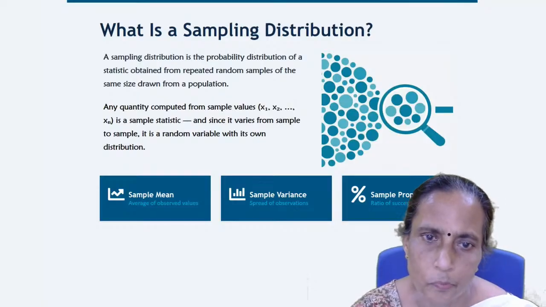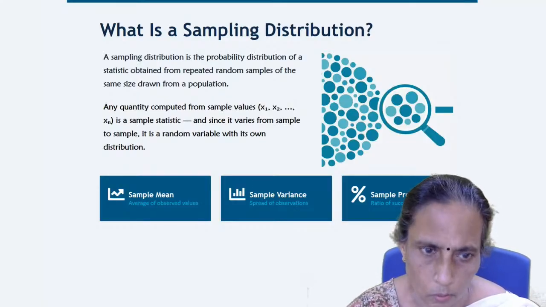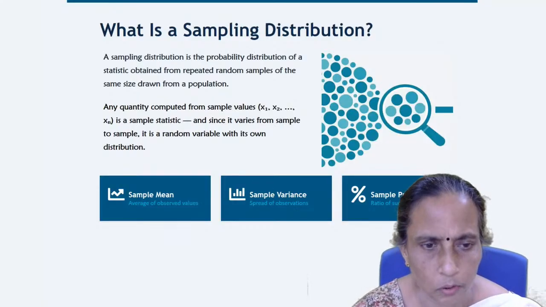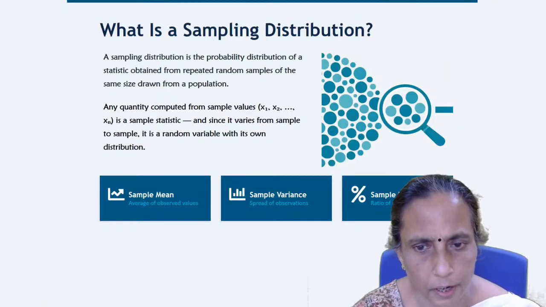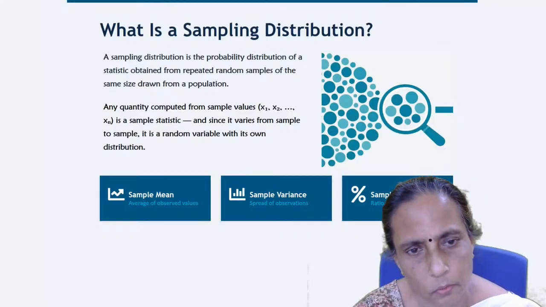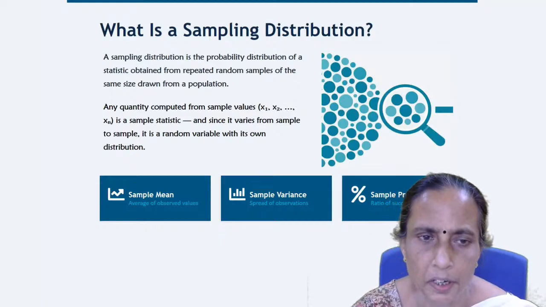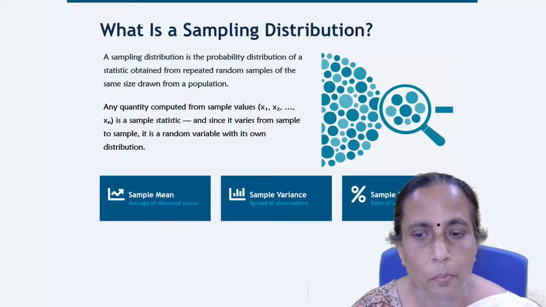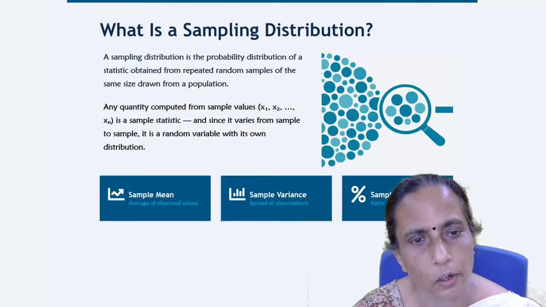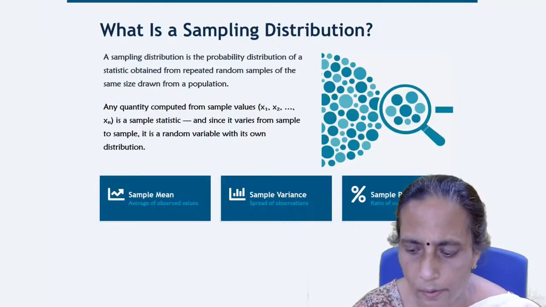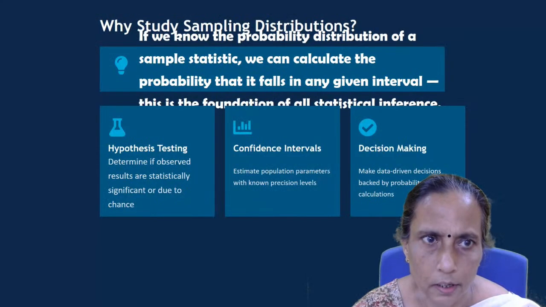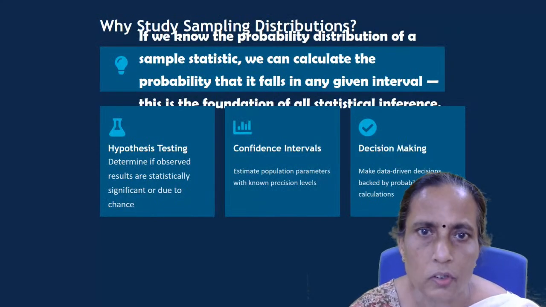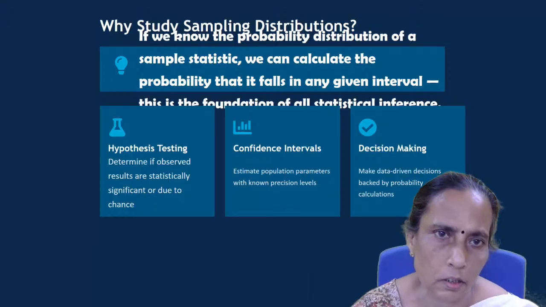it is a random variable, with its own distribution. Okay, so the sample mean, we know, is the average of your observed values. Sample variance we have discussed earlier, that is the spread of our observations. And proportion is the ratio of successes. Okay, so next is why we study the sampling distributions.